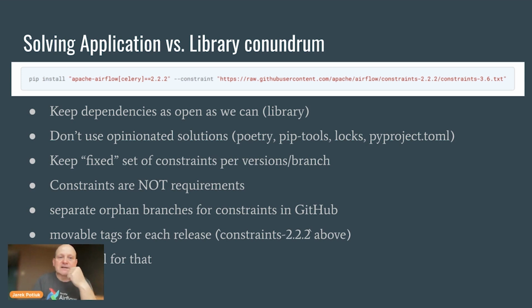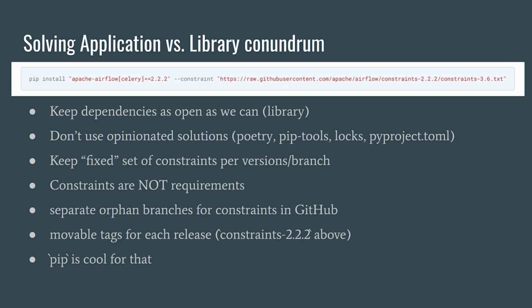So, solutions. The solution that we came up with uses constraints. If you don't know constraints, constraints is a very interesting feature of pip. You can specify not the requirements, so not the things that you install, but a kind of instruction for pip, telling it, okay, if you want to install this dependency, it must be this version.